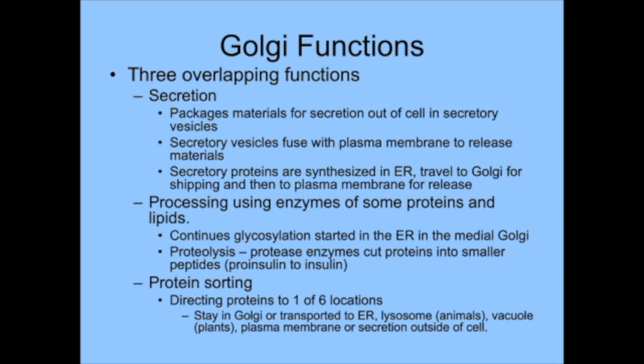Those that need to go outside of the cell are known as secretion vesicles or secretory vesicles. They're going to fuse with the plasma membrane because the vesicles are composed of a phospholipid bilayer, just like our cell membrane. So the membrane of the vesicle fuses with the cell membrane, and then whatever package it's carrying will be released outside of the cell. Proteins that are secreted are usually synthesized in the endoplasmic reticulum. They'll travel to the Golgi to be shipped and then to the plasma membrane for release.